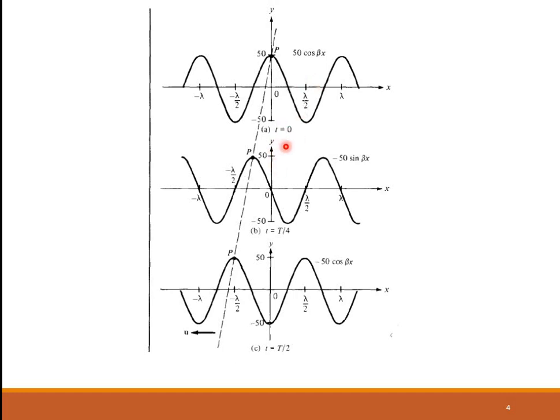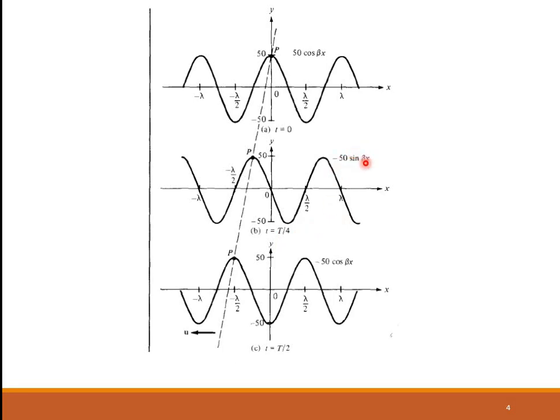So at the t equal to 0 instance, what is the expression that we got for Ey? It is 50 cos beta x, which means you draw a cos waveform with magnitude 50. I hope all of you know how to draw a cos waveform with magnitude 50. So that is how the waveform is drawn for t equal to 0.